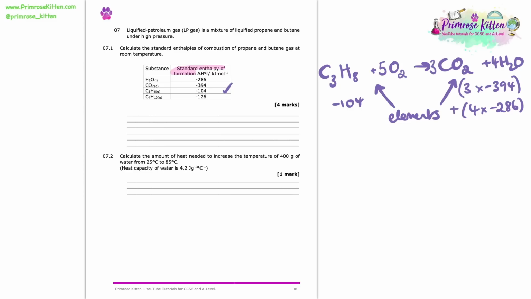So there we've got everything written down. Let's now just try and tidy up some of these bits. Let's calculate what 3 times minus 394 plus 4 times 286 is. I make that to be minus 2,326.